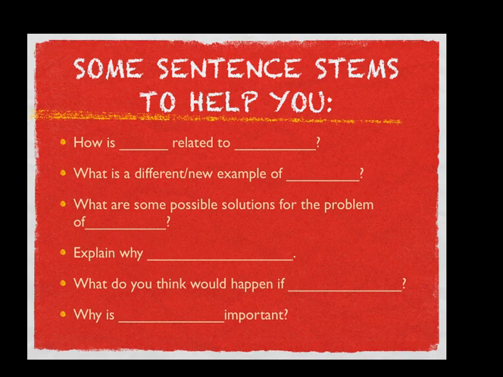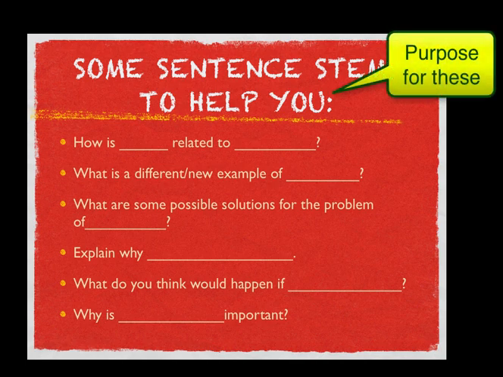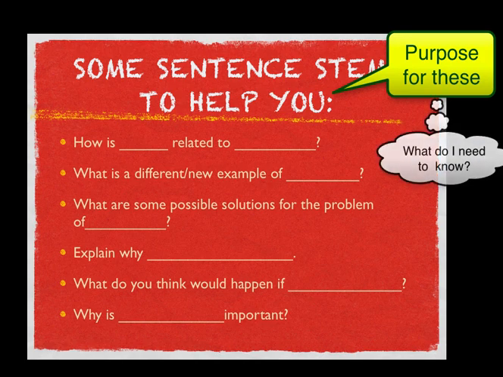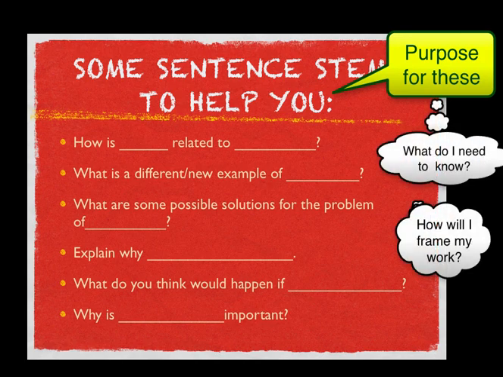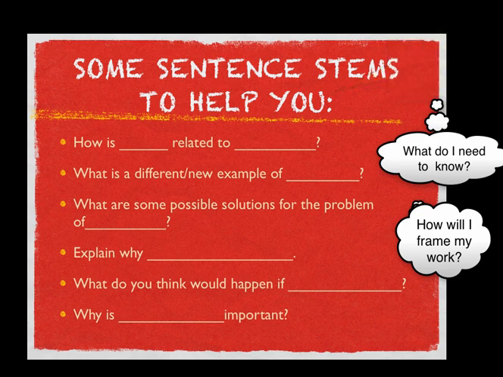And here are some sentence stems to help you fine-tune the questions you want to think about. How is blank related to blank? This could be, how is identity related to personality? Or how is personality related to identity? How is experience related to personality? There are stems to help you form questions that are going to help you go deeper. What is a different or a new example of blank? What are some possible solutions for a problem of blank? Explain why blank. What do you think would happen if blank? Why is blank important? The function of these sentence stems is to help you think about what it is that you still need to know. What are some questions that are going to frame the rest of the reading and the talking and the thinking and the writing that we're going to do from tomorrow on forward?